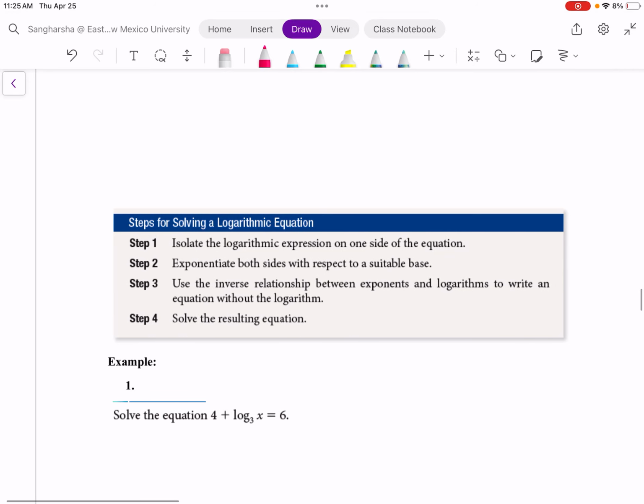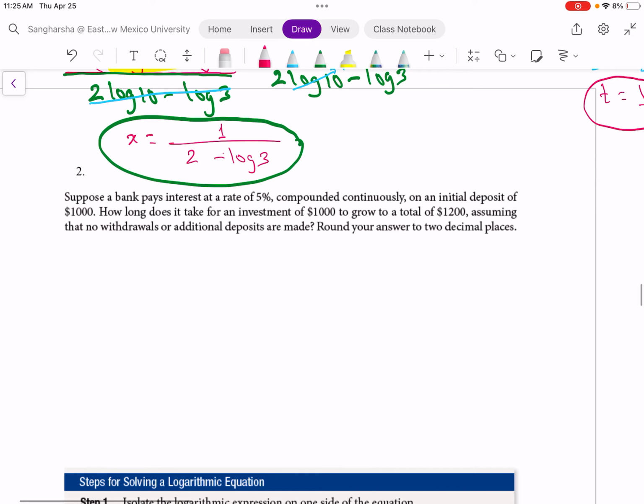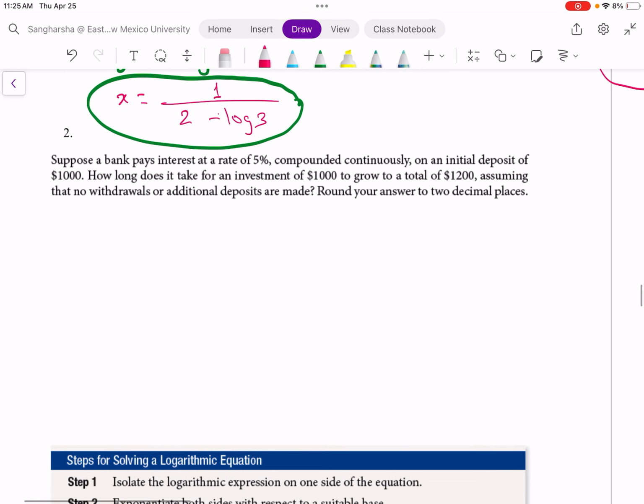Now here we have the next example, number 2. Suppose a bank pays an interest rate of 5%. So what is 5% here? How do we represent this interest rate? R, right? So our R is 5%. And how do we want our R? It always has to be in decimal. So we divide by 100 and we get 0.05. So this is our interest rate.